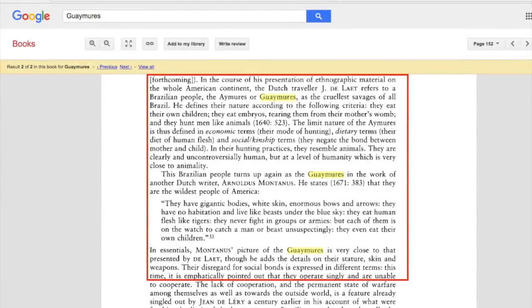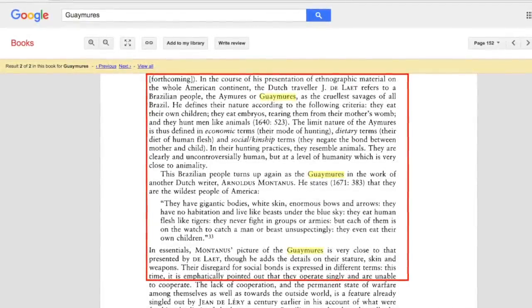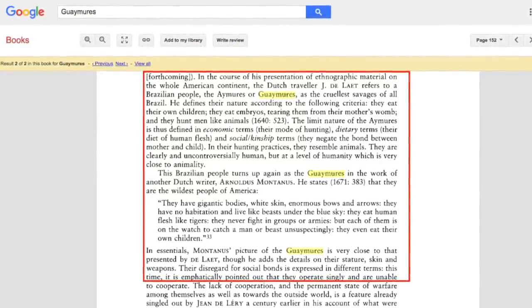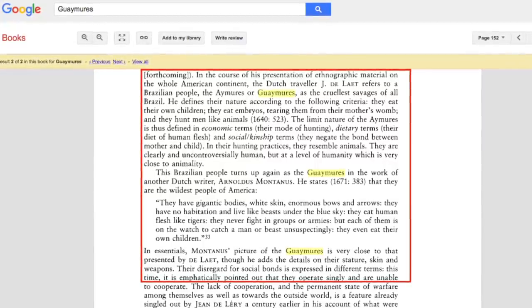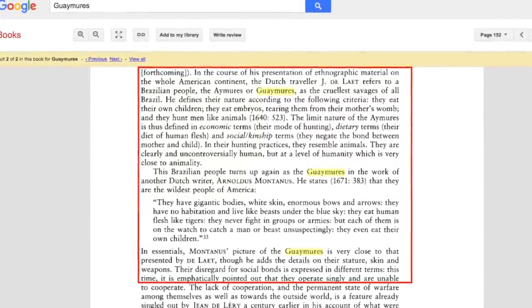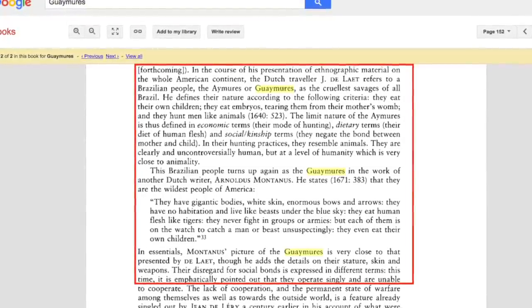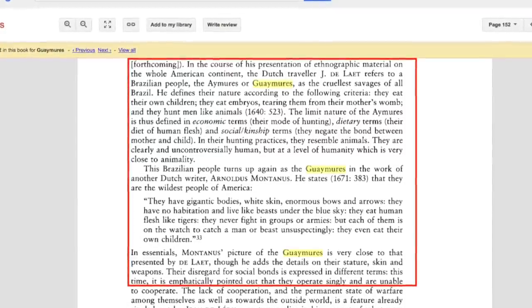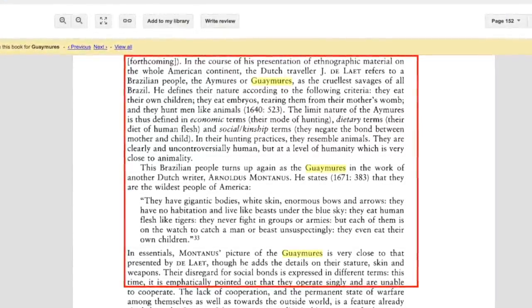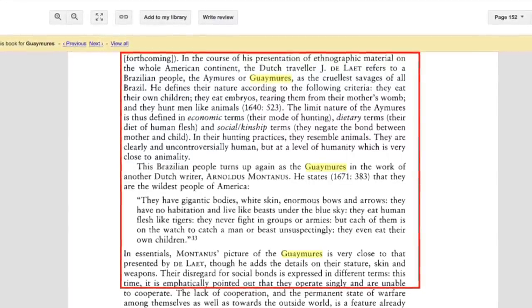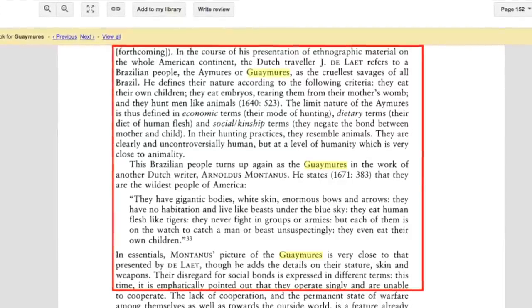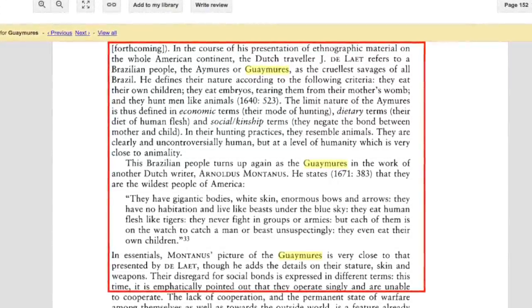Now let's read an additional references about these Guayamures. And it reads, in the course of his presentation of ethnographic material on the whole American continent, the Dutch traveler J.D. Layet refers to a Brazilian people, the Aymures or the Guayamures, as the cruelest savages of all Brazil. He defines their nature according to the following criteria. They eat their own children. They eat embryos, tearing them from their mother's womb, and they hunt men like animals.